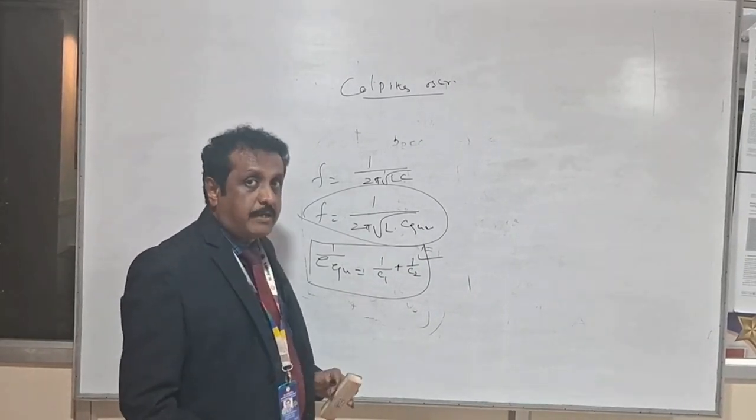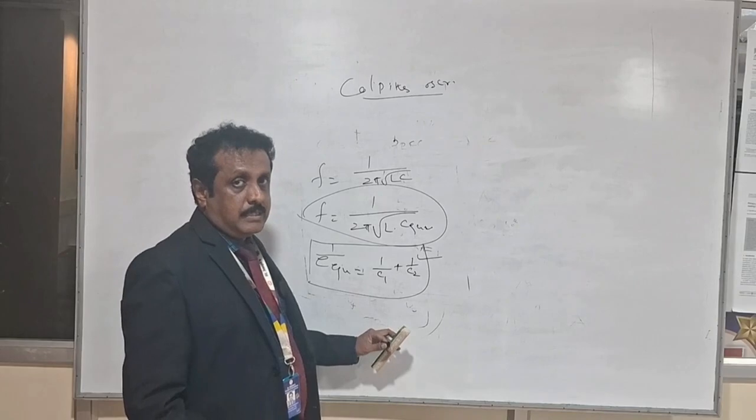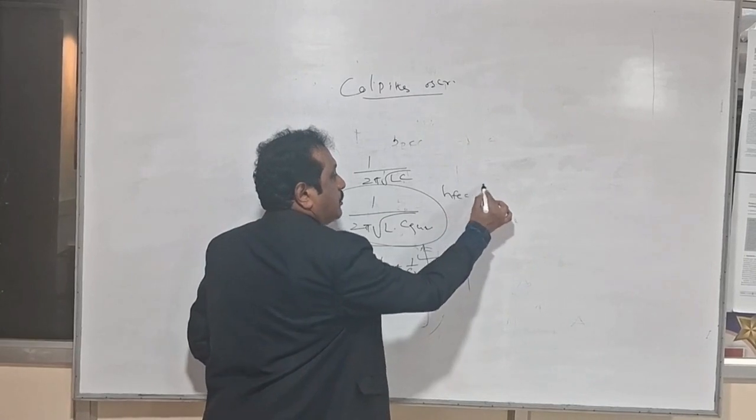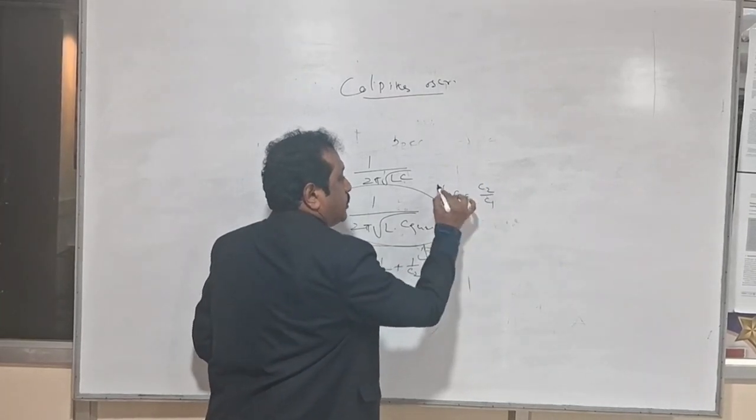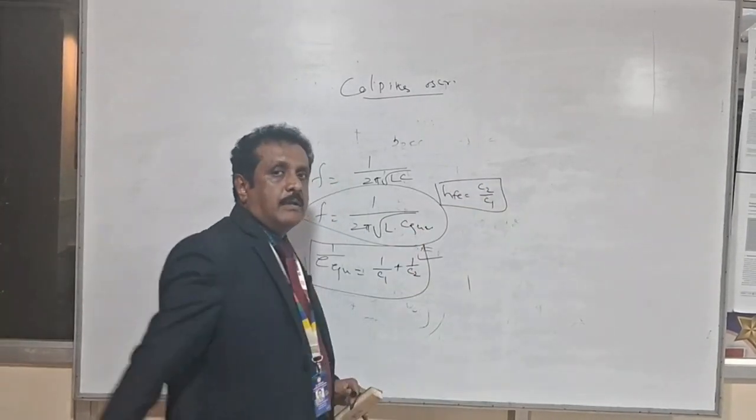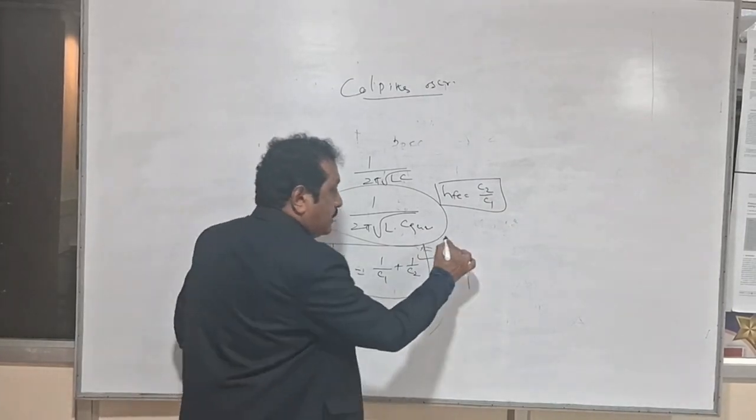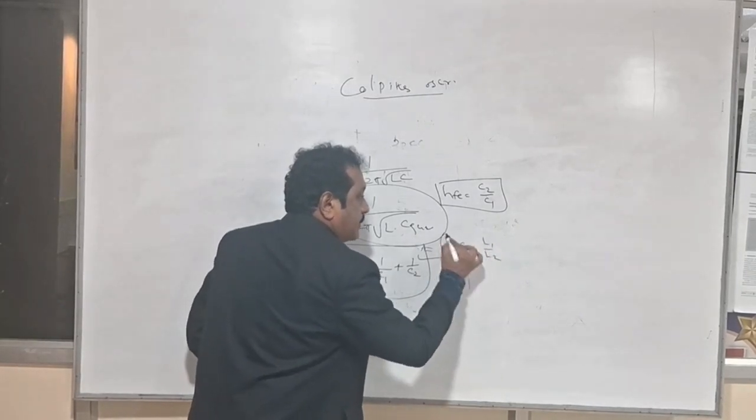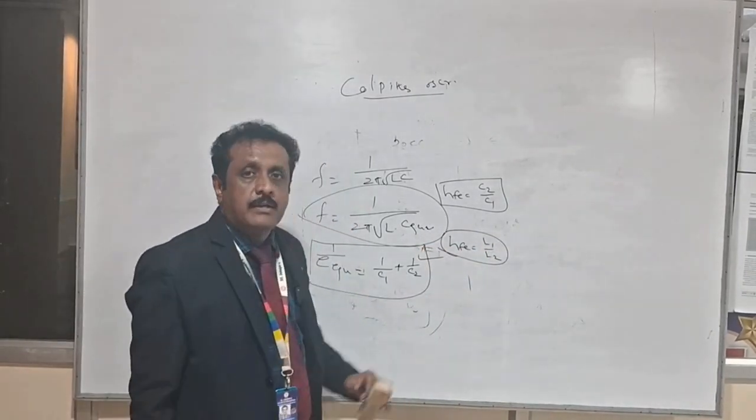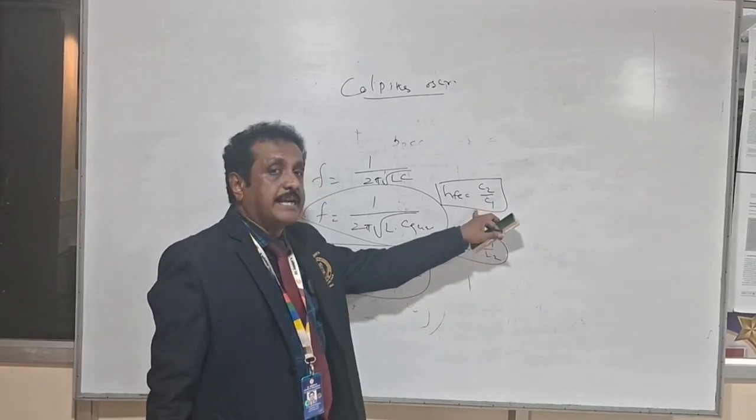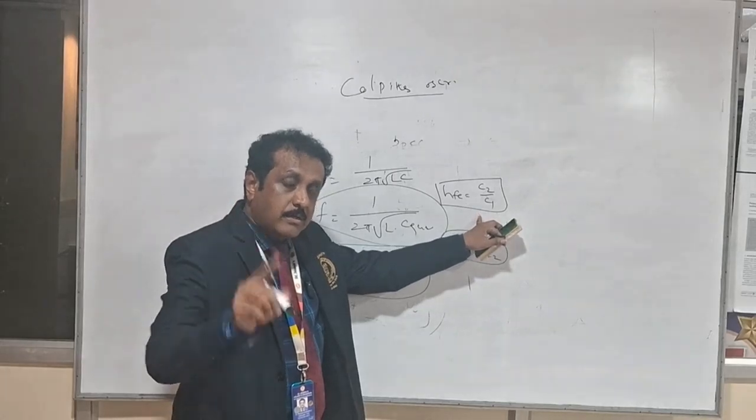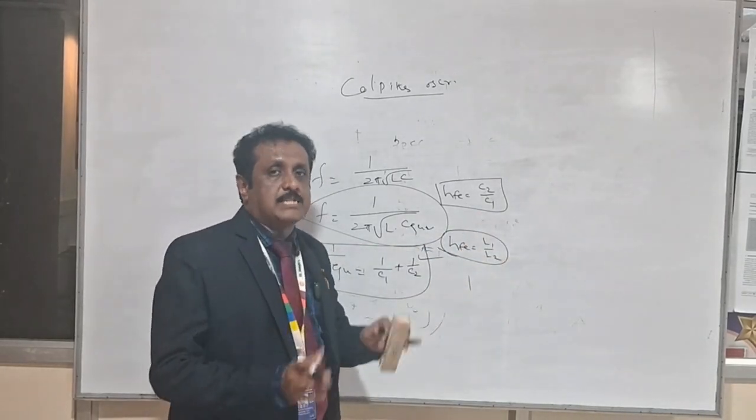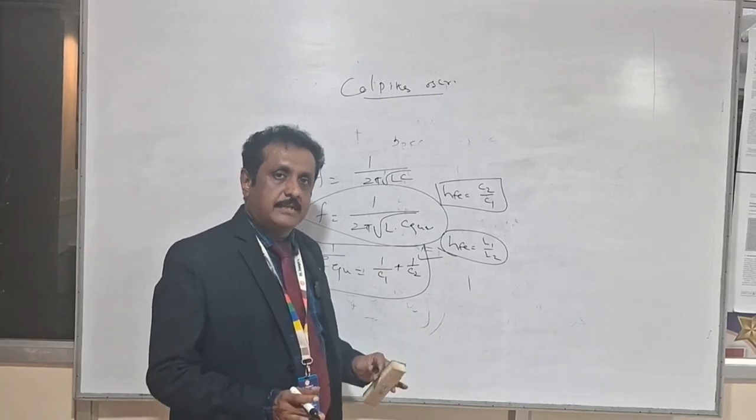And the condition for oscillation for Colpitts oscillator is hFE gain is equal to C2 by C1. But in Hartley oscillator, the condition is hFE equal to L1 by L2. That is the condition for oscillation for Hartley, and this one is the condition for oscillation for Colpitts oscillator. So this is the second classification of LC oscillator.